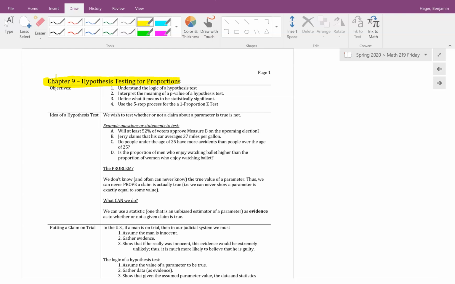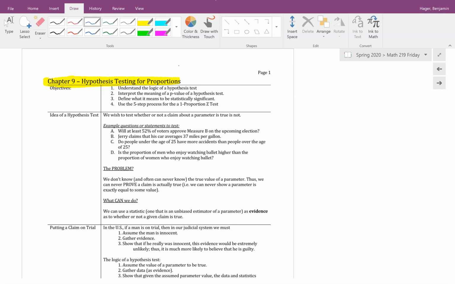There's a section on doing hypothesis tests on proportions. That's what we'll do in this video. Then in the next video we'll do hypothesis testing on means. And then the third part of Chapter 9 will be addressing common errors that can occur when doing hypothesis testing.